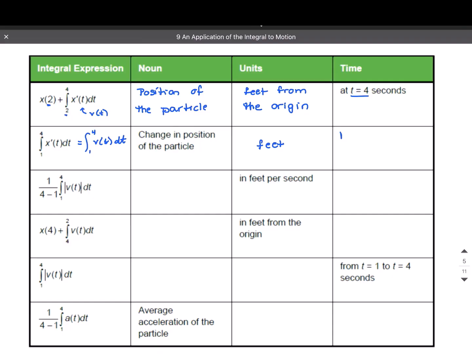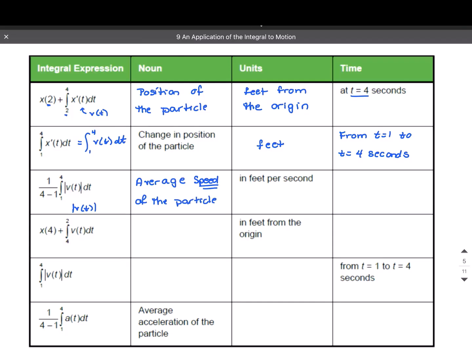And when is that happening? That's happening from t equals 1 to t equals 4 seconds. All right, now look at the next one. 1 over 4 minus 1 times the integral of 1 over 4. That's an average value. And it looks like it would be velocity, but it's not average velocity because what is the absolute value of v of t? That's speed.